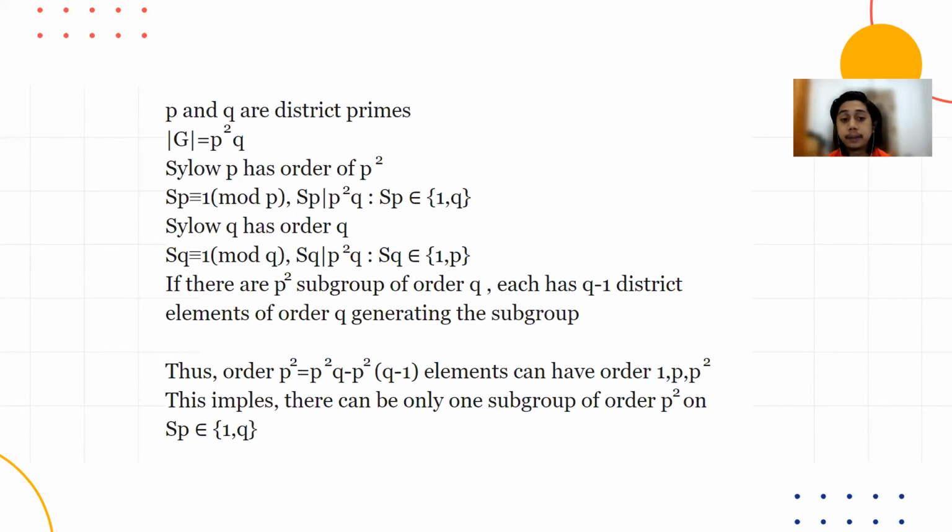So if there are p squared subgroups of order q, each has q minus 1 distinct elements of order q generating the subgroup. Thus, the order of p squared is p squared q minus p squared times (q minus 1) elements, which can have order 1, p or p squared. This implies there can only be one subgroup of order p squared, so s_p is an element of 1 and q. I think that's all from me. Thank you.